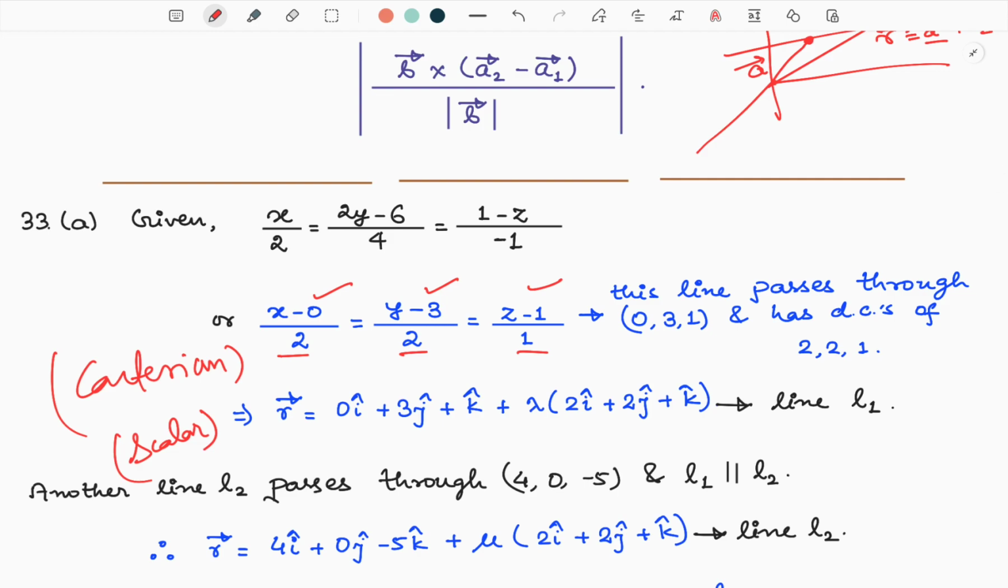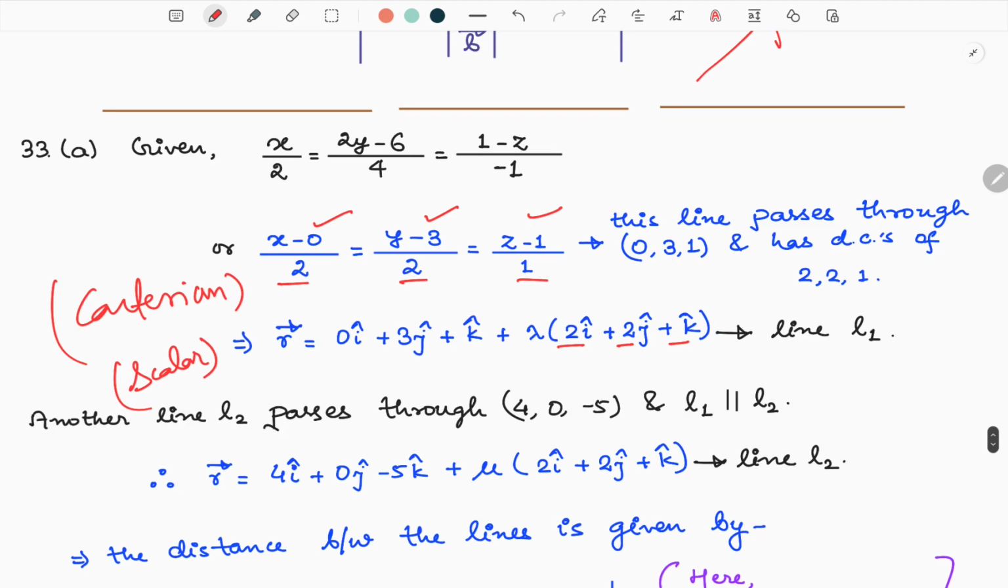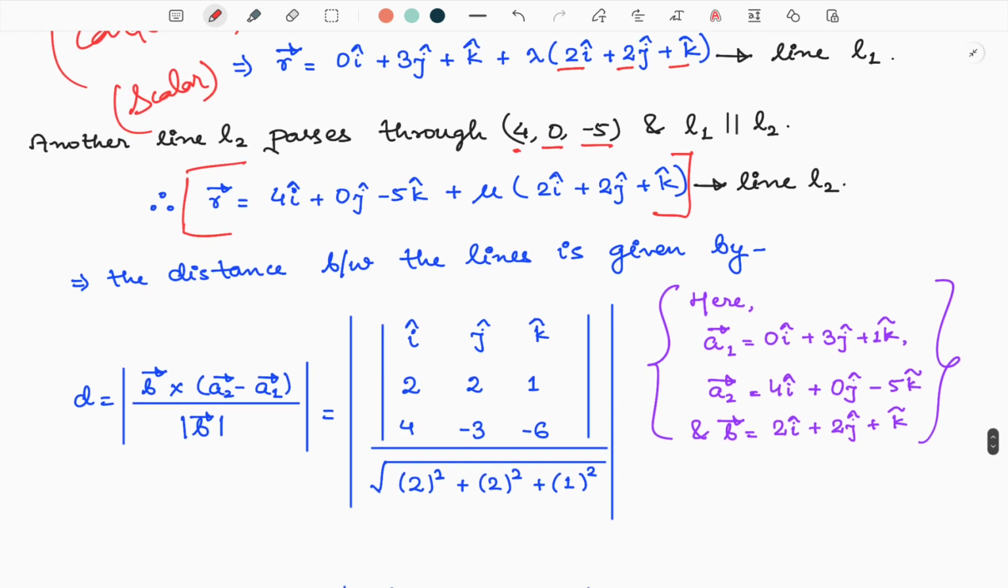And another line is parallel to this line, that is L1. So its direction ratios will also be 2, 2, 1. So instead of lambda, you only have to replace it by mu, and after that it will be the same thing. And the line is passing through 4, 0, minus 5. So its complete equation will be: r vector is equal to 4 i cap plus 0 j cap minus 5 k cap plus mu into (2 i cap plus 2 j cap plus k cap). Now just apply the formula.